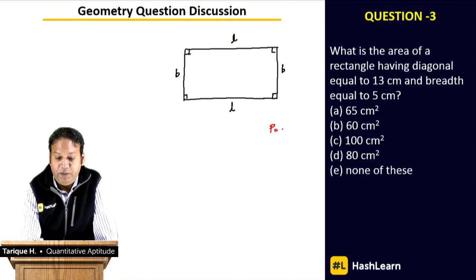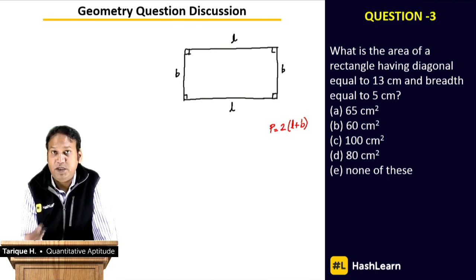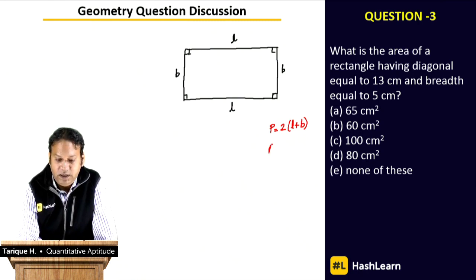Two basic formulas of rectangles, so I'm discussing some of the theory part of rectangles here with you. The perimeter P is equal to 2 times (L plus B), 2 into the sum of length plus breadth. So L plus L is 2L and B plus B is 2B, so 2L plus 2B is equal to 2 times (L plus B). The area of a rectangle is equal to length into breadth.